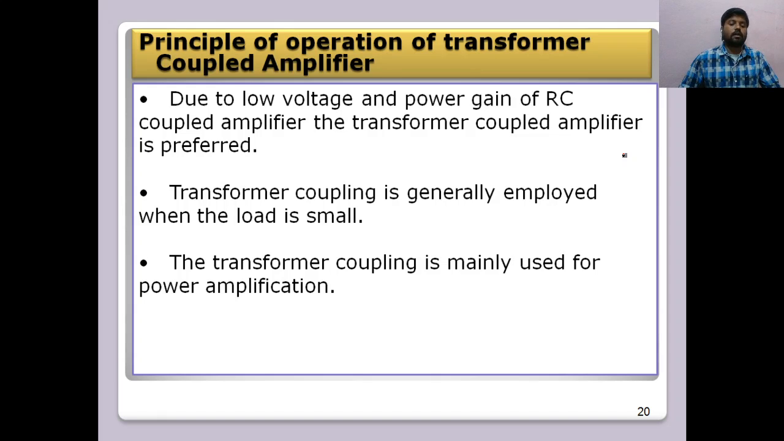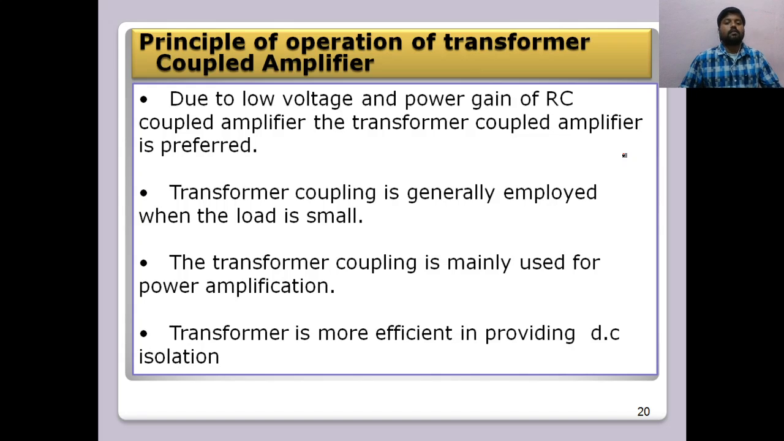Why is it used for power amplification? Let us discuss in the next topic why it is used for power amplification, and why the RC coupling is used only for voltage amplification. The transformer is more efficient in providing DC isolation as compared to RC coupling, because in some cases, at low and high frequencies, the capacitor placed for coupling acts like a short circuit at high frequencies and like an open circuit at low frequencies.